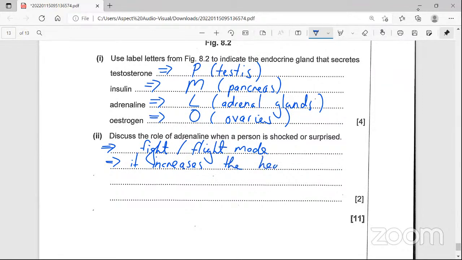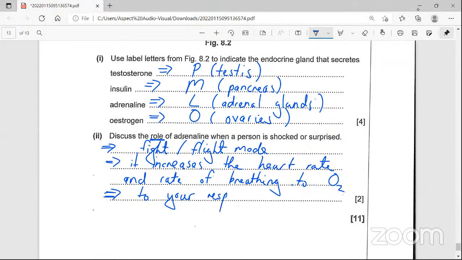It increases the heart rate and rate of breathing. They're saying discuss the role. What does it do? So we know it increases the heart rate and the rate of breathing to supply oxygen to your respiring cells.